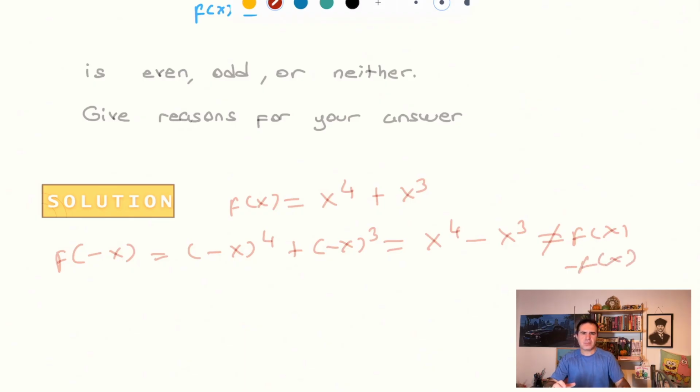So since f of minus x is not equal to f of x and f of minus x is not equal to minus f of x, this function is neither.